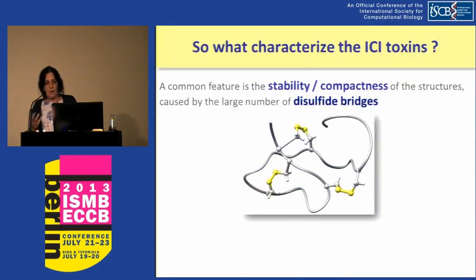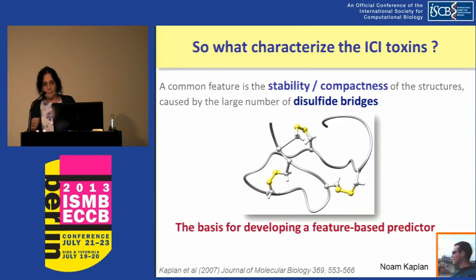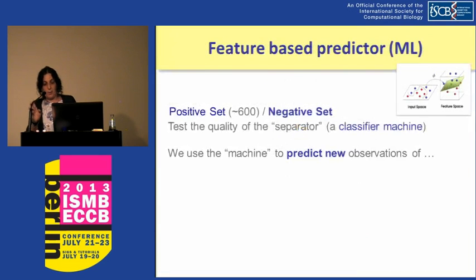So the question is, what makes them characteristic? What's the key? And the answer is pretty simple. It's a common feature of stability, of compactness, that is based on a link of disulfide bonds that really capture the scaffold of those very short proteins. So exactly what I told you now became the basis for developing a feature-based predictor that was done many years ago by Noam Kaplan in our lab when he was a student.